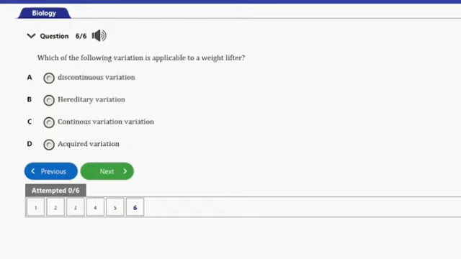That's question number 6 here. It says, which of the following variations is applicable to a weight lifter? We have A. Discontinuous variation, B. Hereditary variation, C. Continuous variation, and D. Acquired variation. So guys, the variation here that is applicable to a weight lifter is acquired variation, and that's option D here. So that's it for this question.